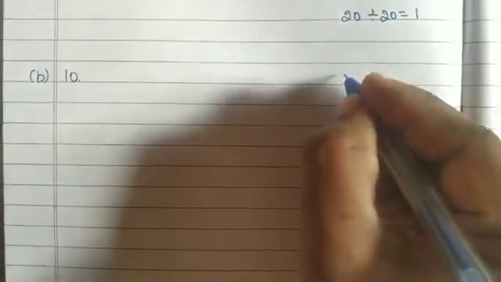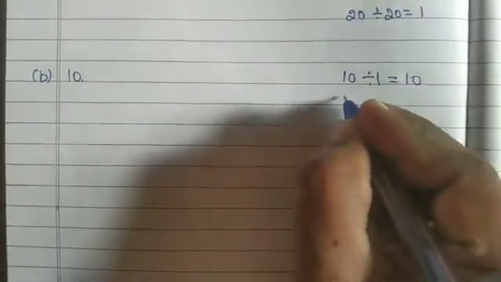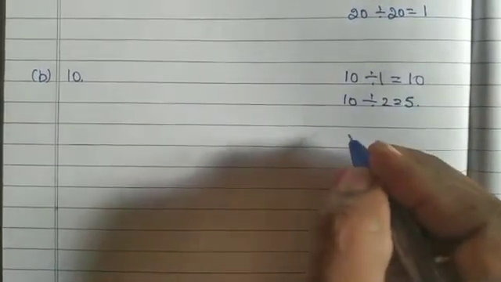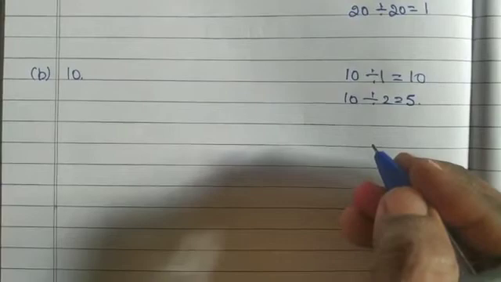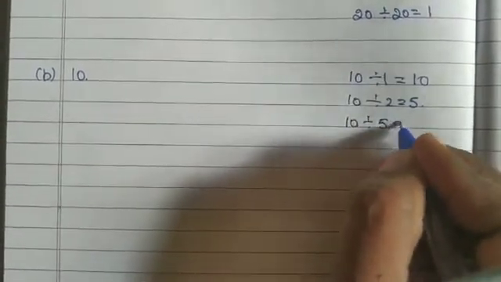B, 10. Factors of 10. So here we will see, 10 divided by 1 we will get 10. 10 divided by 2 we will get 5. See, 10 is not divisible by 3, 4. It is divisible by 5. 10 divided by 5 we will get 2.